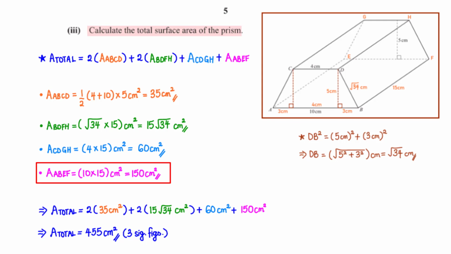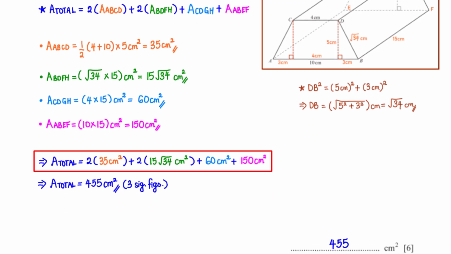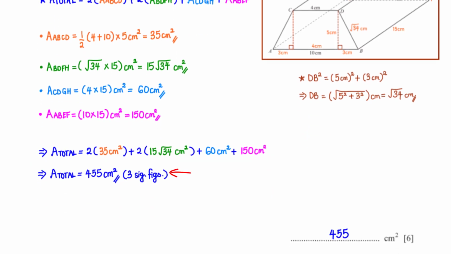ABEF is also a rectangle and its area is 10 times 15 centimeters squared, which is equal to 150 centimeters squared. When we plug these values into the total surface area equation, this is what we get. When we type this into the calculator, we have 455 centimeters squared, rounded to 3 significant figures.